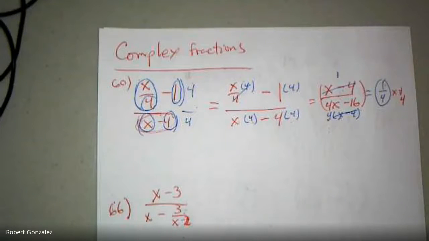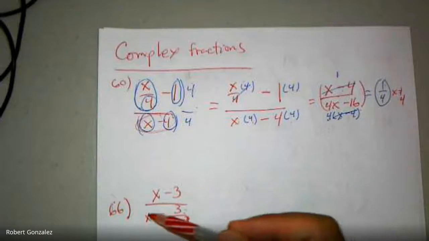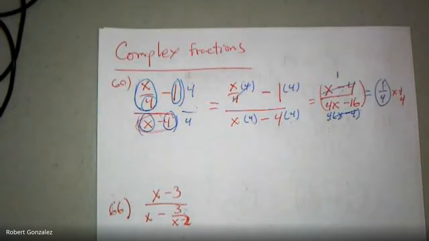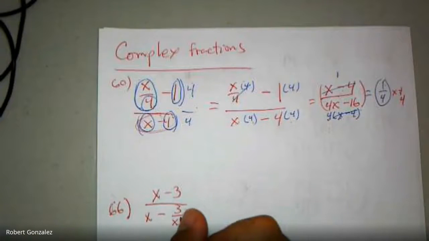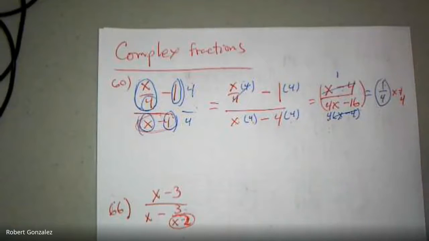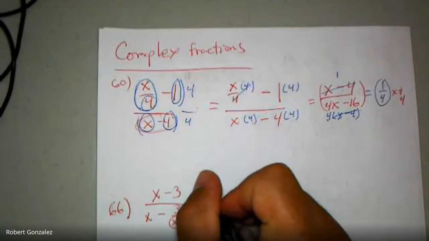Okay. Maybe we should go to the next one so you'll see what I'm talking about. All right. I have x minus 3 over x minus fraction. Do you understand how I'm reading it? X minus 3, x minus fraction. The only fraction I have to worry about is this one here. There's my only denominator, so my least common denominator is x minus 2.